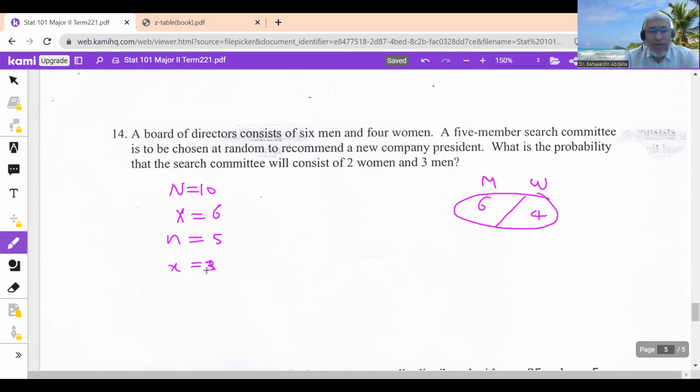So the probability of choosing 3 men and 2 women is always like this: C times C over C, that's the hypergeometric distribution. Capital N is the total number of directors, 10. We need to choose 5, so you put it here. These 10 are divided into 6 men and 4 women. Of the 5 that we need to choose, 3 are men, so 3 out of 6, and 2 out of 4 women.